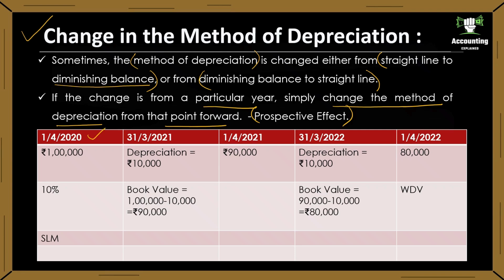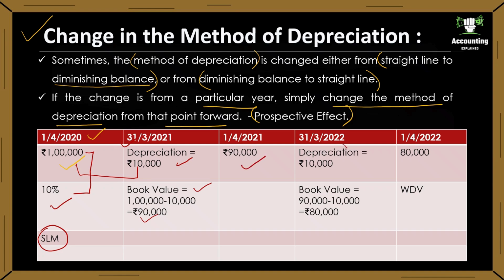Suppose on 1/4/2020 you have bought a machinery for 1 lakh and you are going to charge depreciation at the rate of 10% under straight line method of depreciation. On 31/3/2021, that is 1 year later, when you close the books, the depreciation will be 1 lakh into 10%, that is 10,000. Book value will be 1 lakh minus 10,000, 90,000. That will be taken as the book value on 1/4/2021.